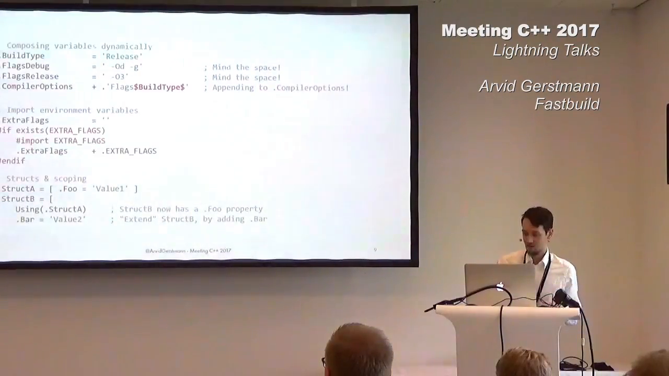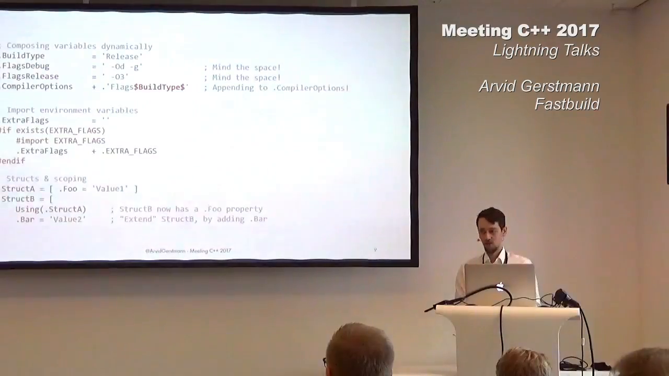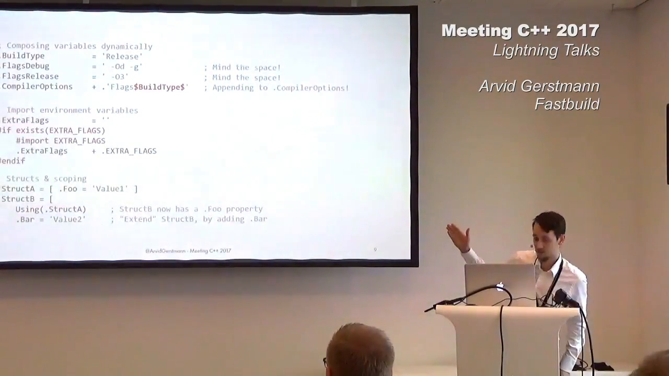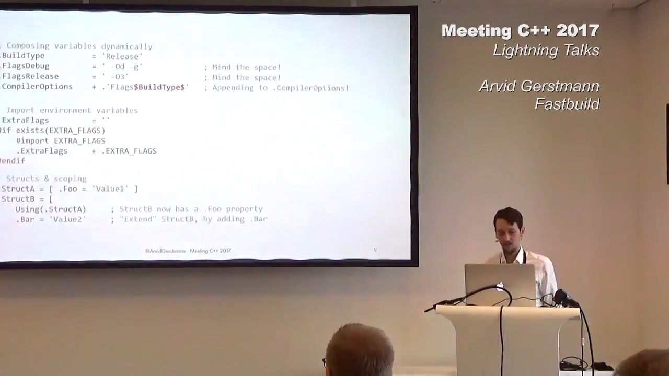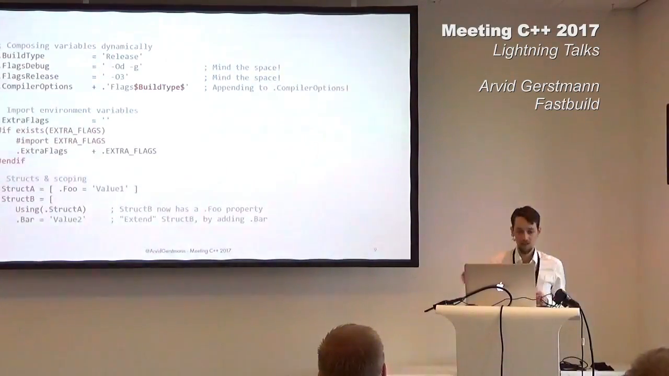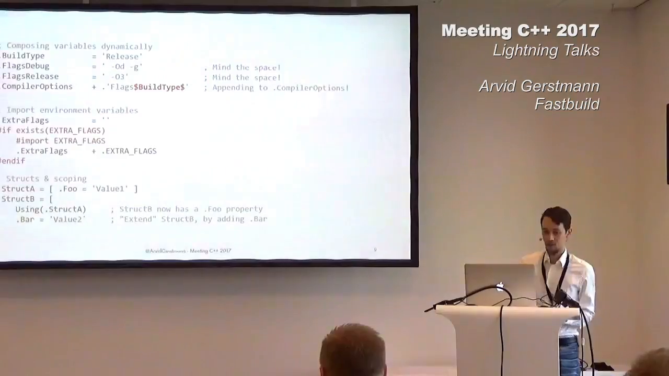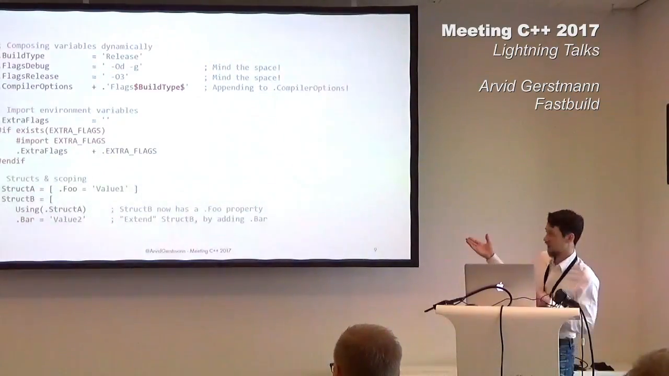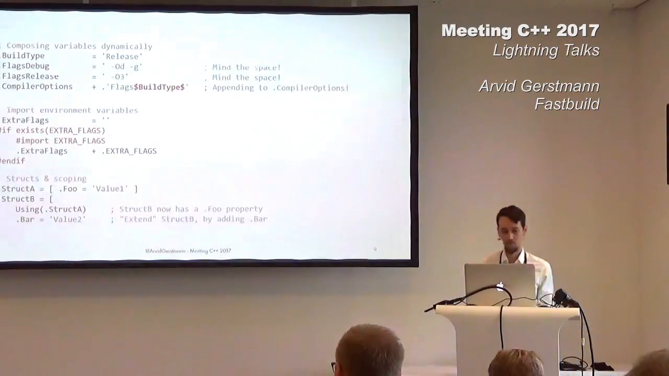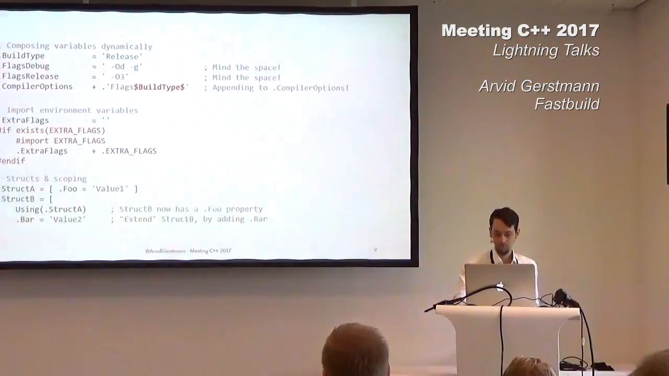It has structs, like you would expect, but those structs use scoping. So if you define foo in struct A with value 1, and then you define another struct B, you would use the using directive to get all the values of struct A into the scope of struct B, and then you can extend that struct, for example, in that case, with bar and set it to value 2.